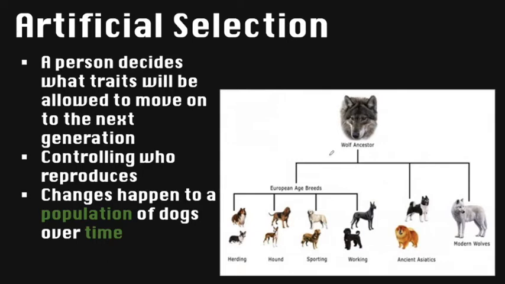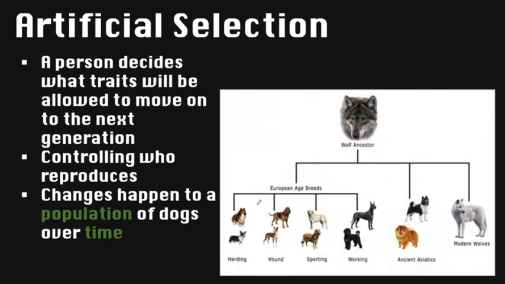And so over thousands of years and generation after generation of artificial selection, we've been able to create all these different dog breeds, where if you just look a few thousand years ago, there were no other dog breeds. There was just kind of one ancestor of dogs. So artificial selection is when a person decides what traits will be allowed to move on to the next generation. And so what they're doing is they're controlling who reproduces.